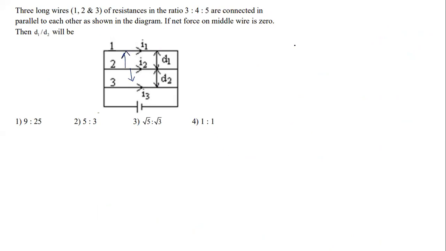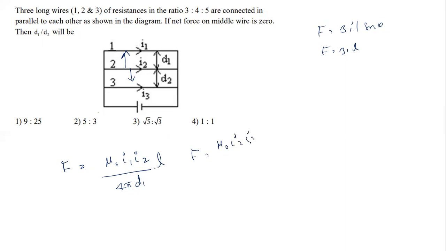Force experienced by the current carrying conductor F is equal to BIL sin theta. Of course, here all are perpendicular field and current elements. So F is equal to BIL. So now due to the first wire force I am writing on this. How do you write? Mu naught I1 I2 by 4 pi D1 into L, same. Then this is first, second downward force F is equal to mu naught I2 I3 by 4 pi D2. These two are balanced.